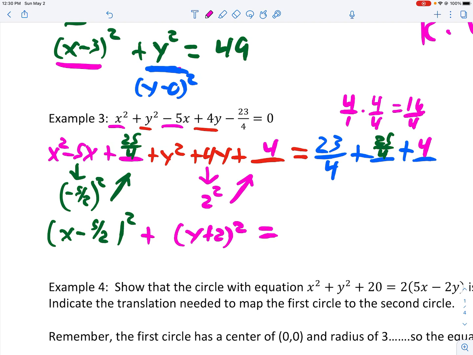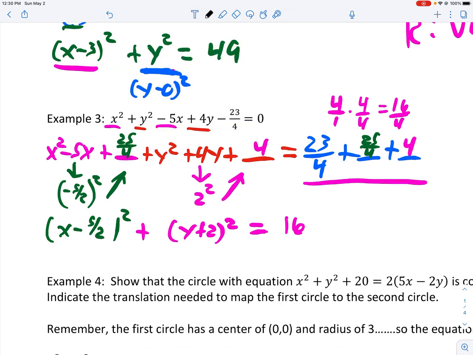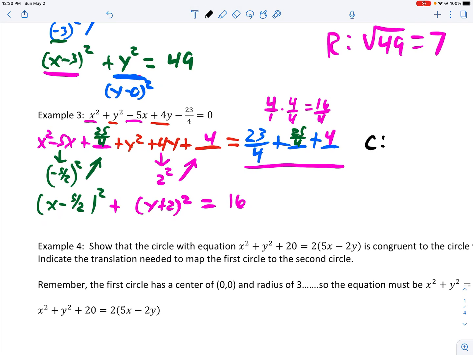Right, 23 and 25 is 48 divided by 4 plus 4, or plus 16. All that eventually will reduce to just 16 if you add up all three of those. So now I can find my center. The opposite of this, so this would be 5 halves, the opposite of minus 2, and your radius would be the square root of 16, which is 4.